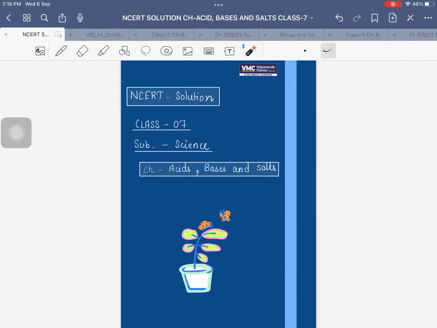Hello students, in today's video we are going to discuss the NCERT solutions of the chapter Acids, Bases and Salts. So let's start.